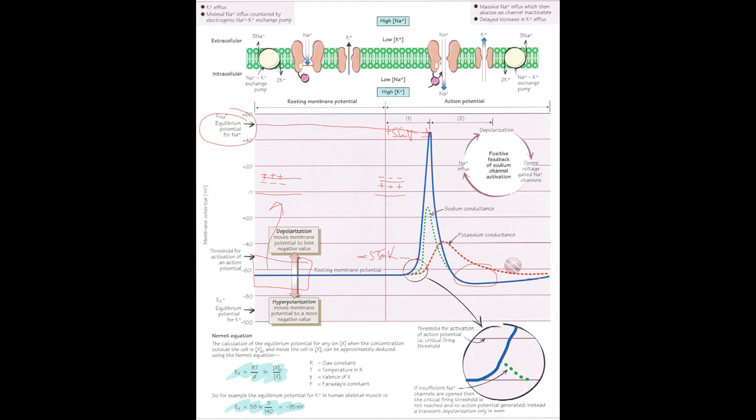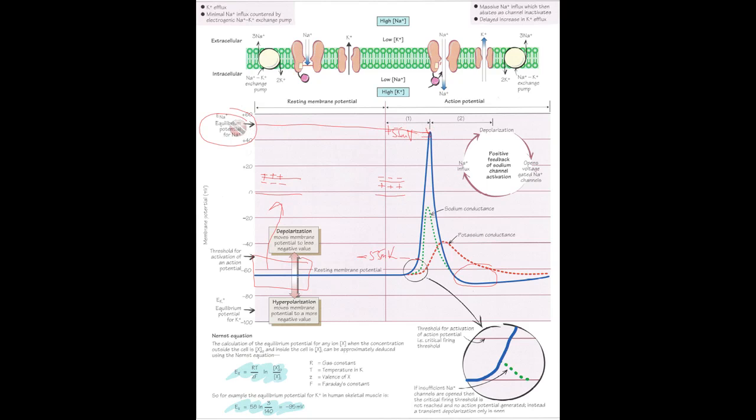So we call this period here, this area here, the refractory period. All right, so this is the refractory period. In this area here, there's hyperpolarization taking place. And the last thing I want to talk about in this diagram is, let's go back to the equilibrium potential.